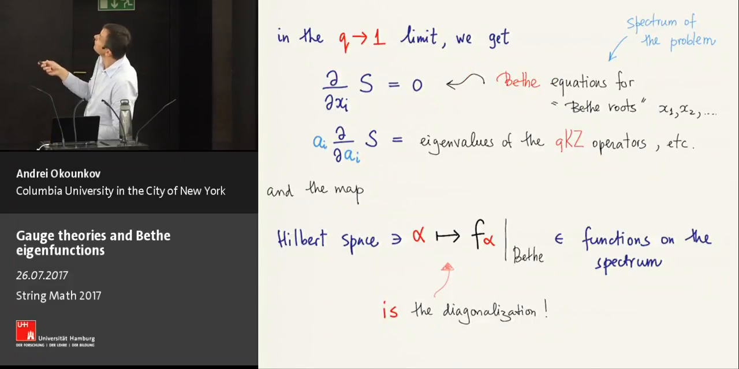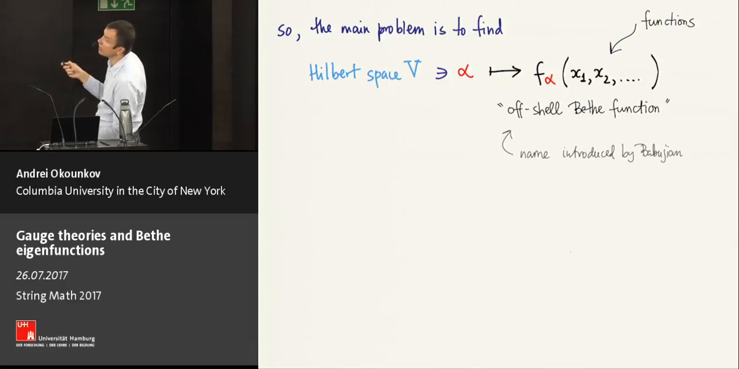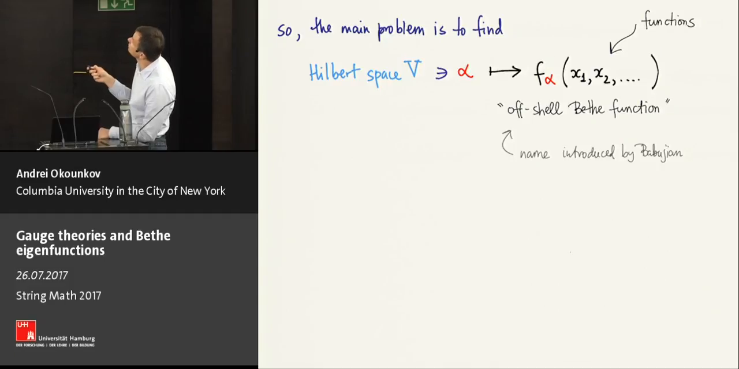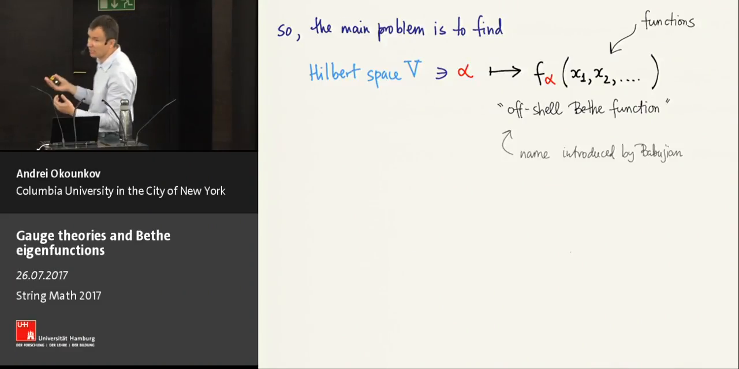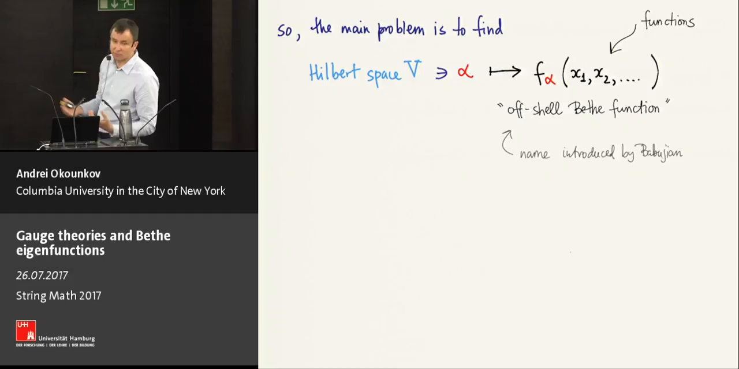You find here, look at the previous transparency. So this is here in this approach. You first see the eigenvalues, and then you see the eigenfunctions. And so the eigenvalues, I'll explain how one gets the eigenvalues, but the main issue is to write that map. You realize your physical space, you want to map it to functions in some auxiliary variables x. This has a name. You want to write the off-shell Bethe function, which means it's some very nice function that if you plug in Bethe roots for xi, it's going to give you the eigenfunction.